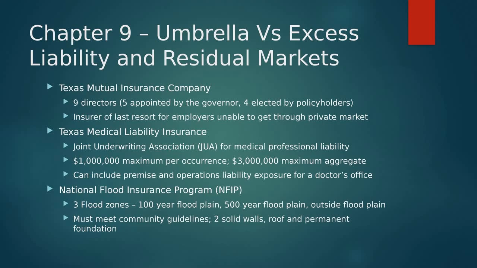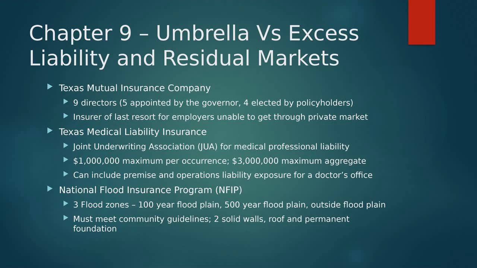Texas Mutual Insurance Company is the next one we're going to talk about. Texas Mutual Insurance Company deals with workers' compensation, and it generally is considered to be the insurer of last resort for employers that are unable to get workers' compensation through the private market. Similar to the structure of the Property and Casualty Guarantee Association, there are 9 directors under the Texas Mutual Insurance Company. 5 of those 9 directors are appointed by the governor, and 4 are elected by policyholders. And this is made up of all the insurance companies that sell workers' compensation within the state.